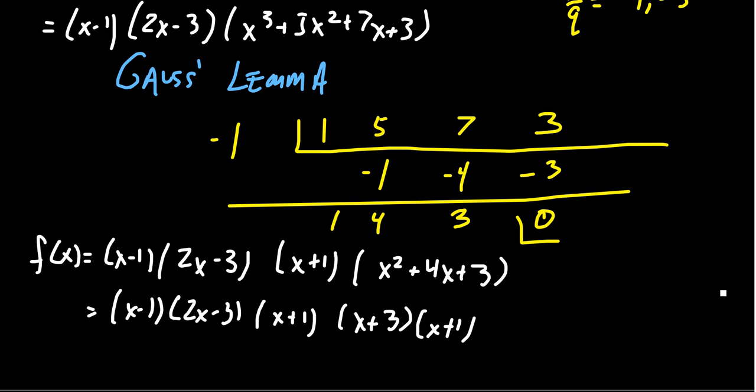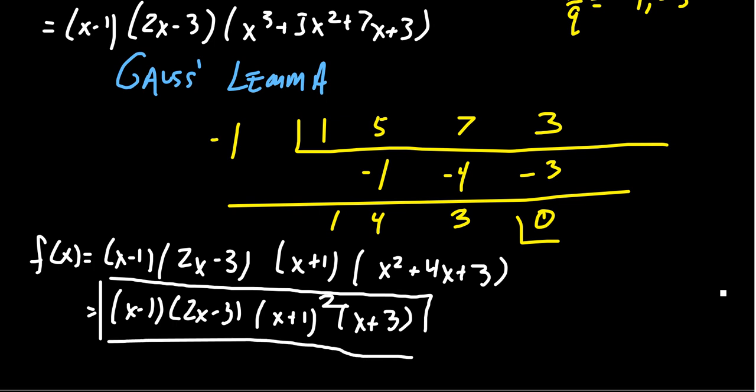But also notice that x plus 1 shows up twice. So I'm going to write this as a repeated root. So you get x plus 1 squared. And so this gives me the complete factorization of f of x. It's x minus 1 times 2x minus 3 times x plus 1 squared times x plus 3. And so if we set this equal to 0, we can then solve this equation and get x equals 1, 3 halves, negative 1, and negative 3, just like the rational roots theorem told us it would be.